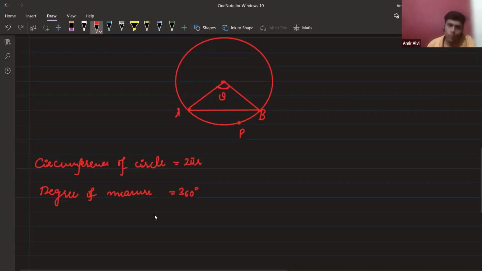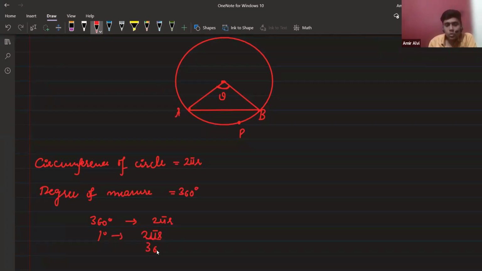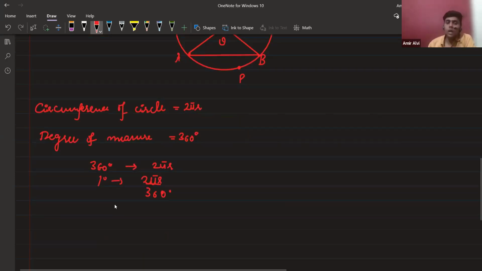Now, 360 is the angle covered by the whole circumference. If I want 1 unit, it would be 2 pi r by 360. Yes or no, everybody? Now I want to calculate a specific arc, the length of the specific arc.